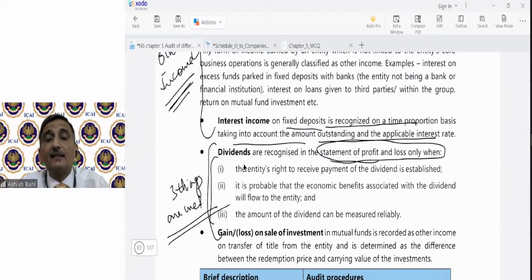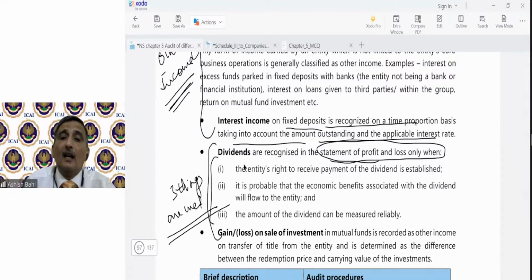So what are these three things? Number one, that the company's right to receive payment of dividend is established. That there is a right that the entity which has invested the money in the form of shares is entitled to receive the dividend. And number two is that it is probable that money would flow, that economic benefits associated with the dividend would flow to the company. And third most important condition is that it can be measured reliably. It should be capable of being measured reliably.